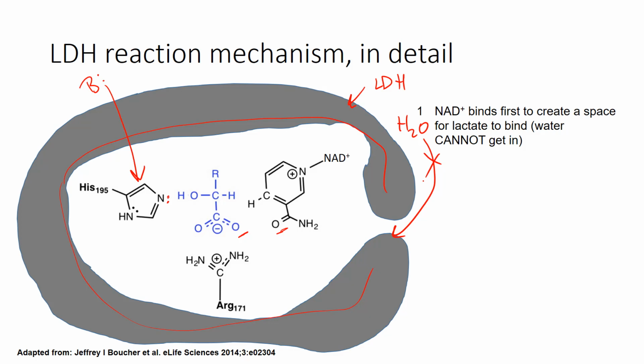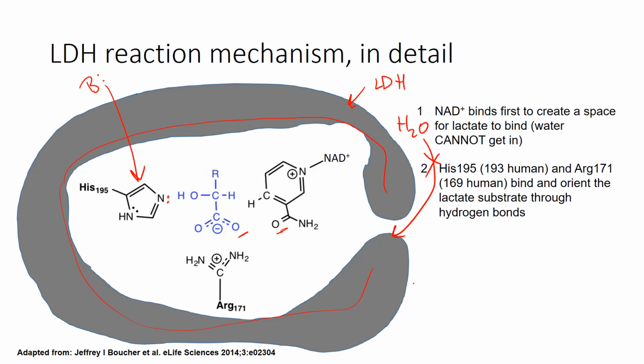So once LDH takes up NAD+ and lactate, the histidine 195 and the arginine 171 are going to anchor that lactate in place. And this is especially apparent with the arginine residue. It has that delocalized positive charge that can interact with the delocalized negative charge on the carboxyl of the lactate.